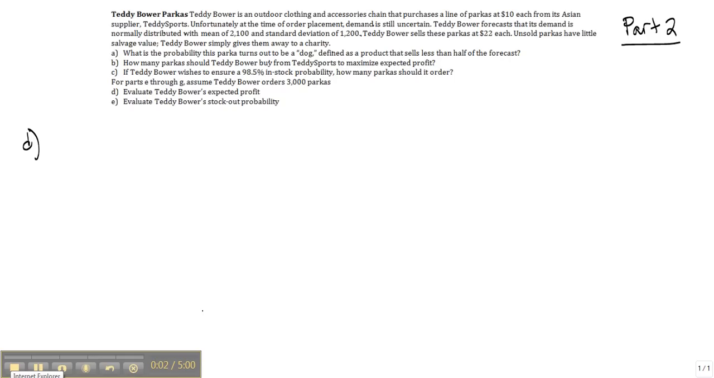This is the second part of the Teddy Bauer-Parkhurst problem. And we'll begin with part D, where we're asked to evaluate Teddy Bauer's profit, given that they've ordered 3,000 parkas.